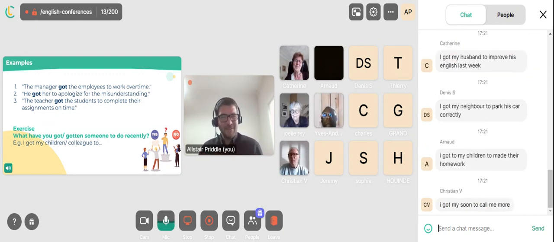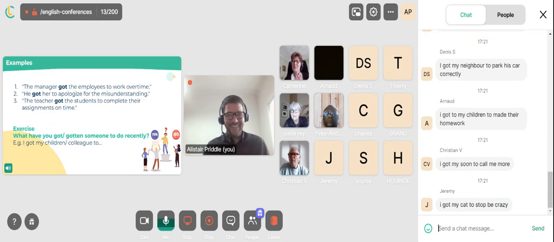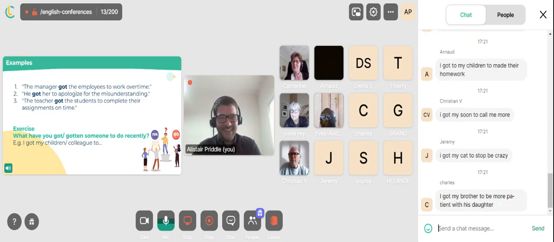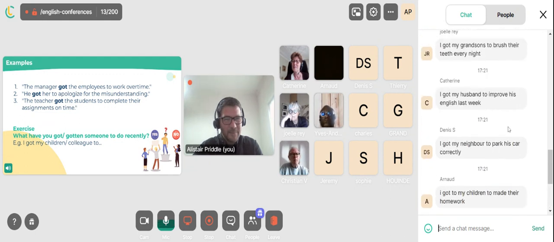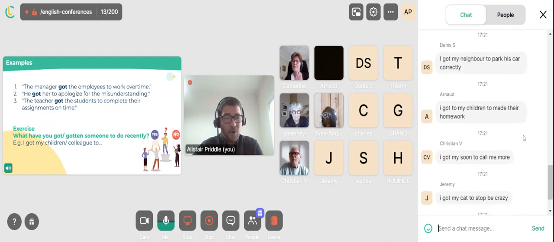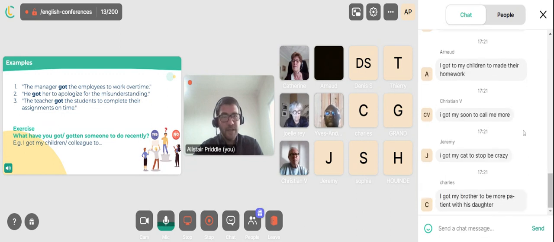I got my neighbour to park his car correctly. You must be talented to do that. There's lots of examples coming in. This is fantastic. Okay, I got my children to do their homework. Yeah, great. I got my son to call me more. That's a good one. I got my cat to stop being crazy. Fantastic. That's good. I don't know how you manage that. I have 2 cats and I can't get them to do anything.